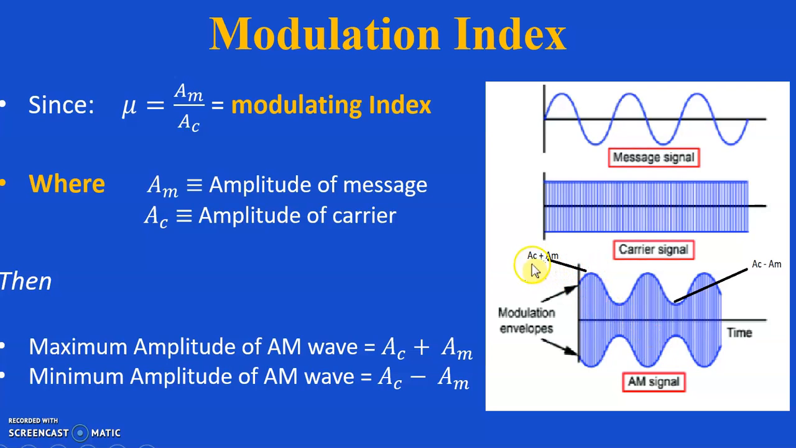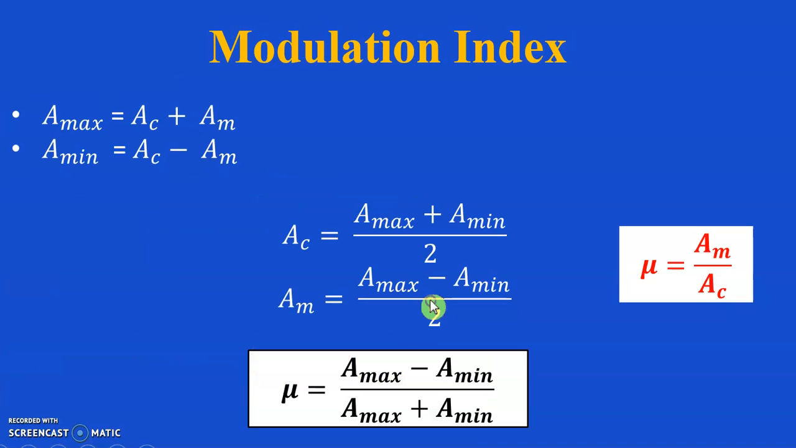So here we have AC plus AM, which is the maximum amplitude of the AM, and here at this trough is the minimum amplitude of the AM wave, which is equal to AC minus AM. So the maximum amplitude of the AM wave is equal to AC plus AM, while the minimum amplitude of the AM wave is equal to AC minus AM. So A max is equal to AC plus AM, and A minimum is equal to AC minus AM.